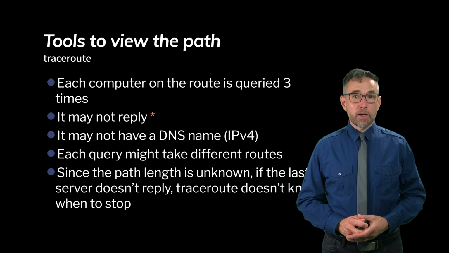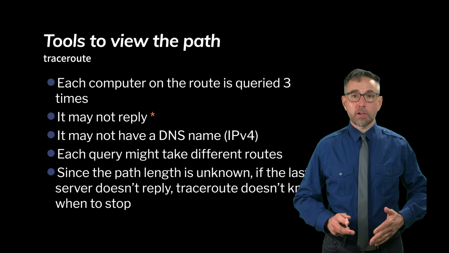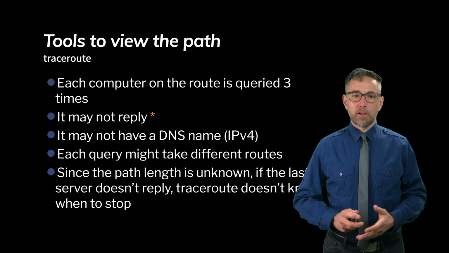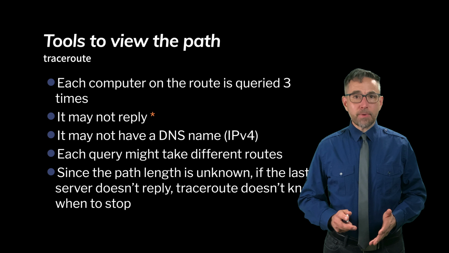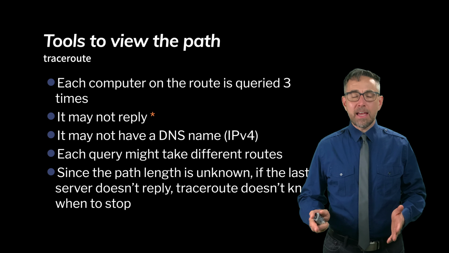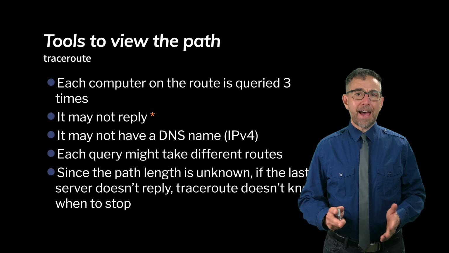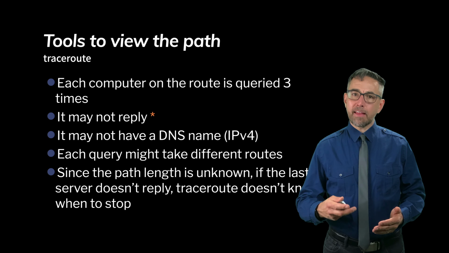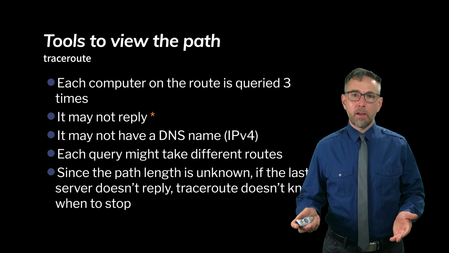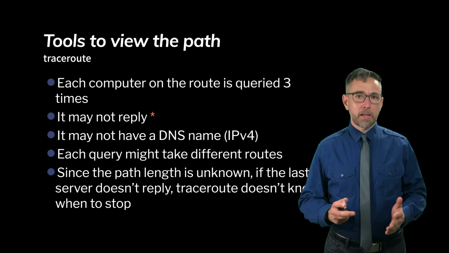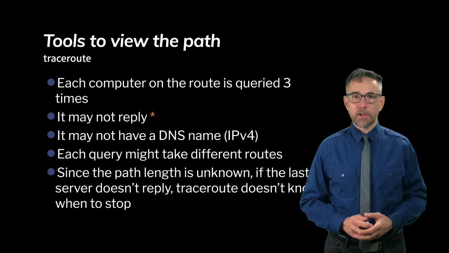Each of those 3 queries possibly could take a different route because there are many different roads that you could take from one origin to one destination on the internet. And since traceroute doesn't know how long that route is when it starts the process, if it gets to the last node and the last node, for whatever reason, chooses not to respond, it's going to continue thinking that the path is longer and longer and longer, but that those nodes are not reporting because it never receives a response from the destination, either because of dropped packets or because of misconfiguration.